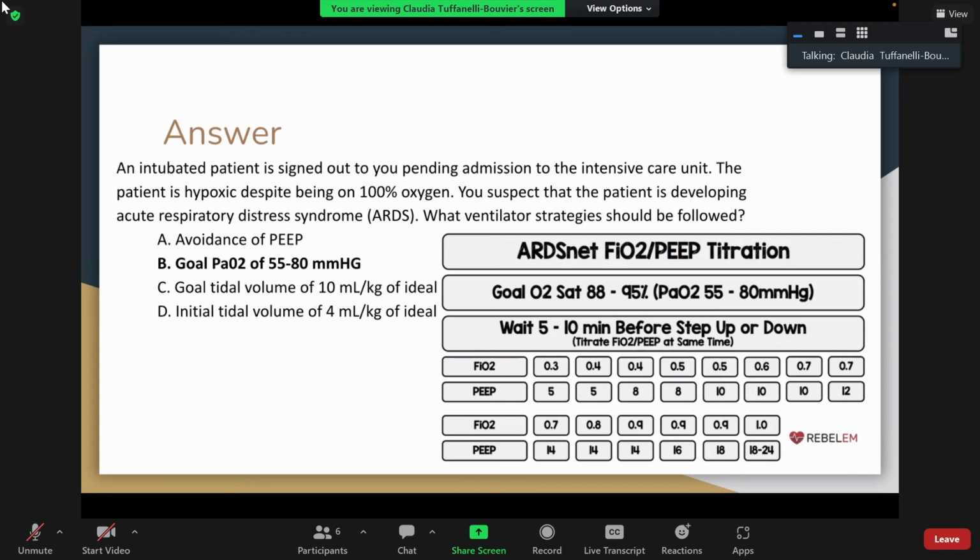Below that, your patient is likely hypoxic. They're not getting enough oxygen. Above that, you're starting to cause damage and you can worsen the disease process as well. So between 55 and 80.